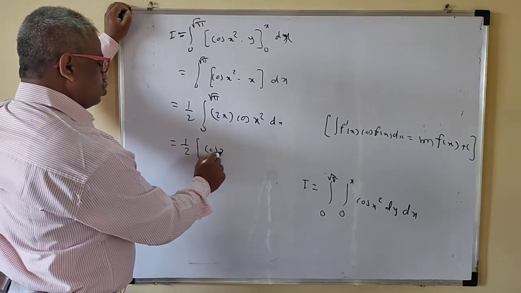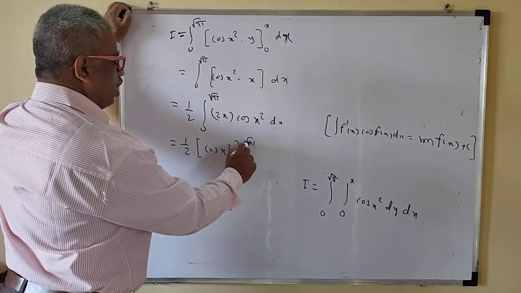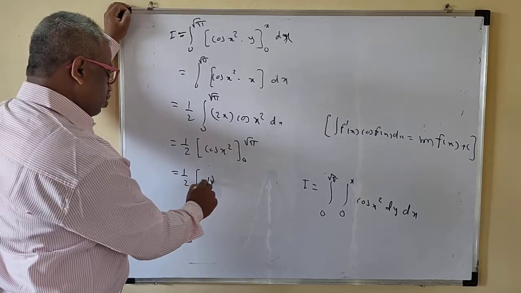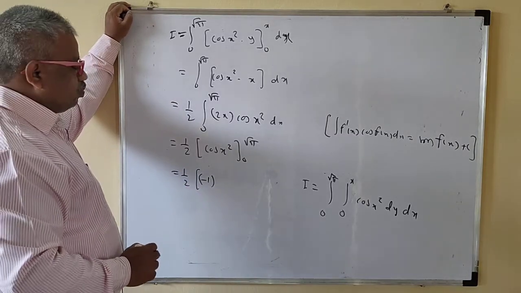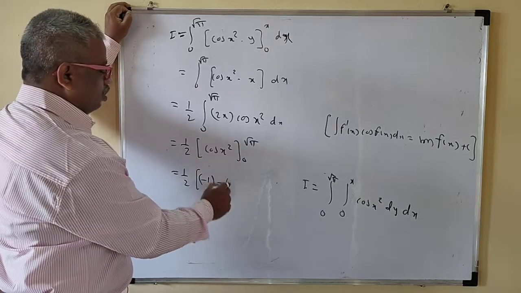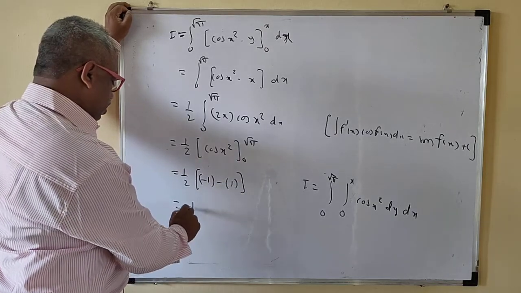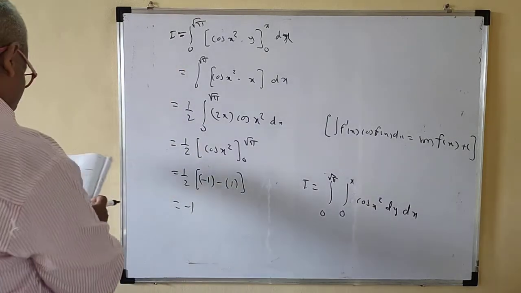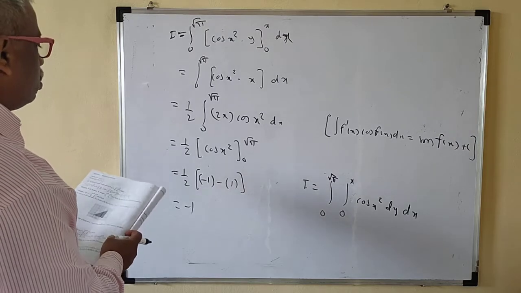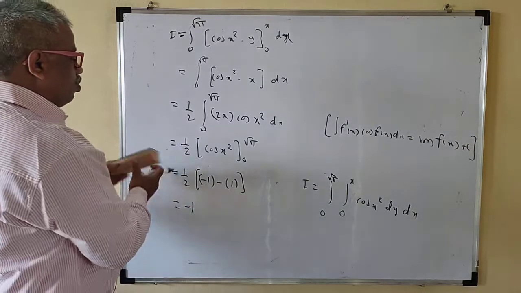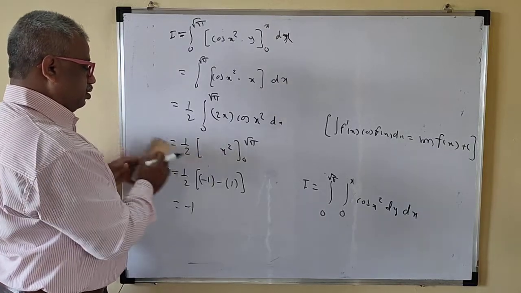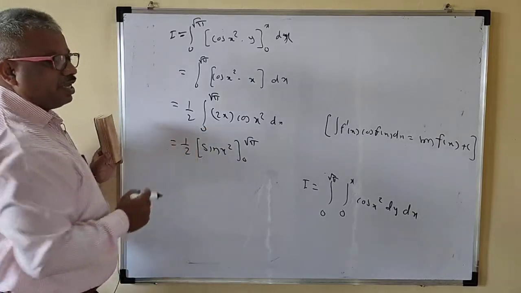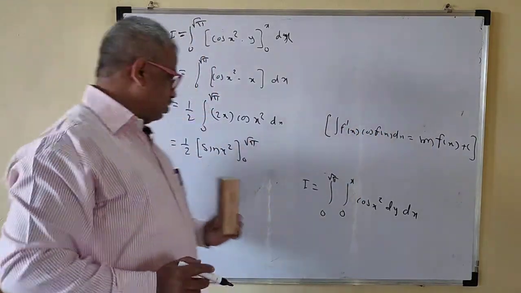So this is what? Cos of x square from 0 to root pi. So this is 1/2. Cos pi is minus 1, minus cos of 0 is 1. Oh, this is for integration, not cos. This is the integration of sine. This is sine of x square, because we are integrating cos. The formula is: integration of cos is sine.